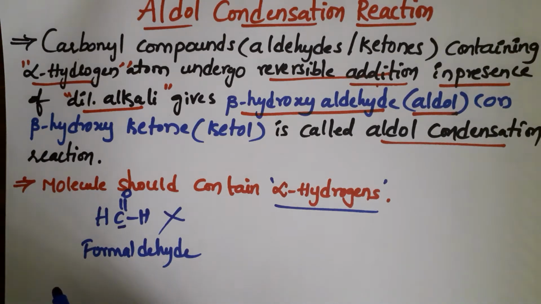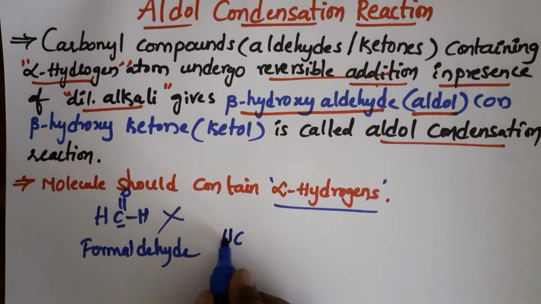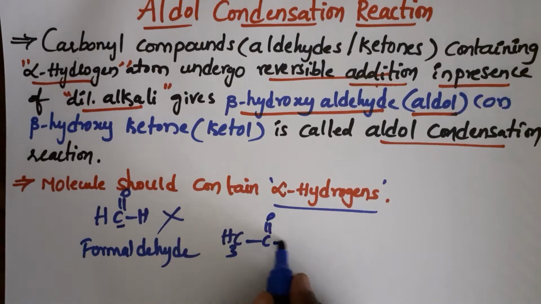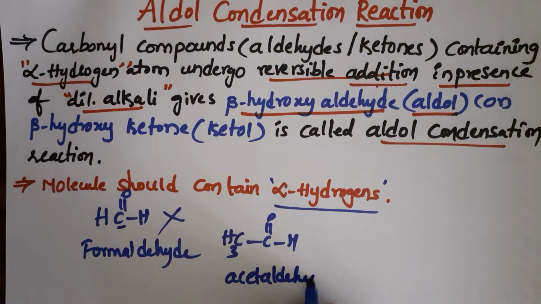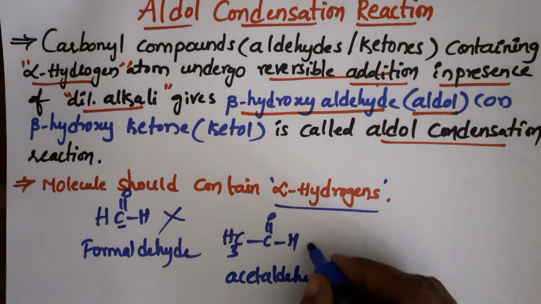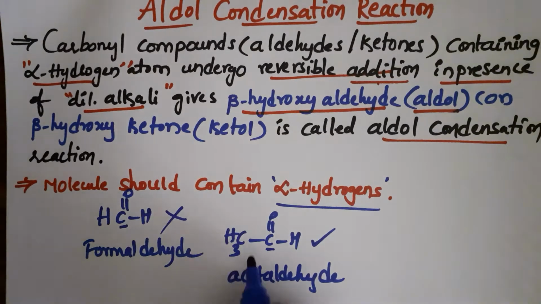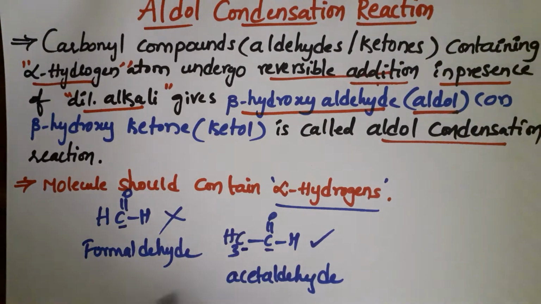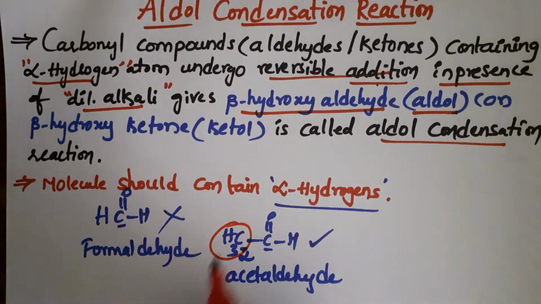and the hydrogen attached to the alpha carbon is called the alpha hydrogen. Take CH3-CH=O. The name of the compound is acetaldehyde. Does this participate in the aldol condensation reaction? Yes, absolutely. Why? Because here is the functional group carbon, and attached to it we have one carbon, which is called the alpha carbon. The hydrogens attached to this carbon are called alpha hydrogens. So it participates in the aldol condensation reaction.